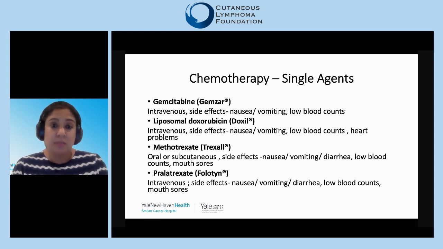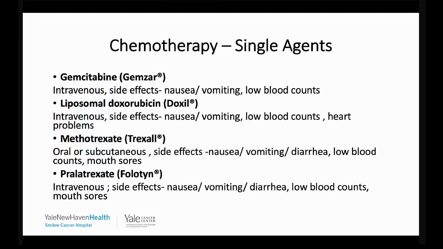So with that, I want to go on to traditional chemotherapy drugs that are active in CTCL. These are usually used as single agents, meaning on their own. One example is gemcitabine. It's given through the vein, and possible side effects are nausea, vomiting, and low blood counts. Another drug is called Doxil, or liposomal doxorubicin. Again, it is given intravenously, and side effects include nausea, vomiting, low blood counts, but this one can also affect the heart. So we always get an echocardiogram before starting treatment.